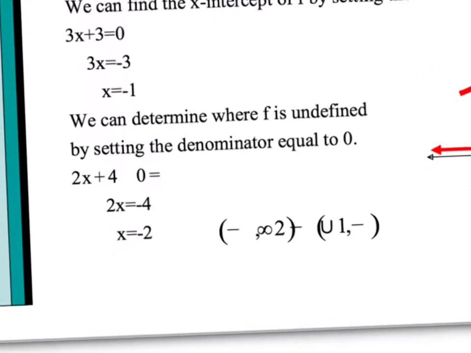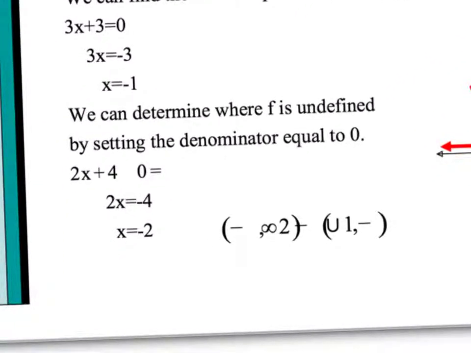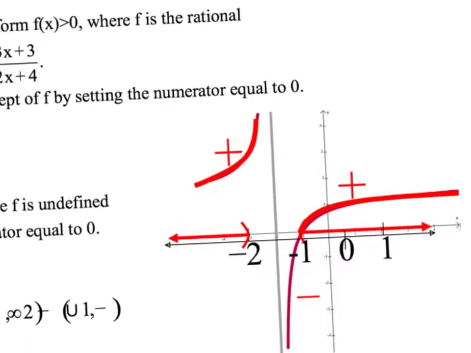So think back to what we did yesterday. Whatever makes your denominator undefined, remember those were the exclusions or our vertical asymptotes. So here, we set the denominator, this should say equals 0, and we're going to get x equals -2. So our interval, I'm going to show you that interval solution set in just a moment.